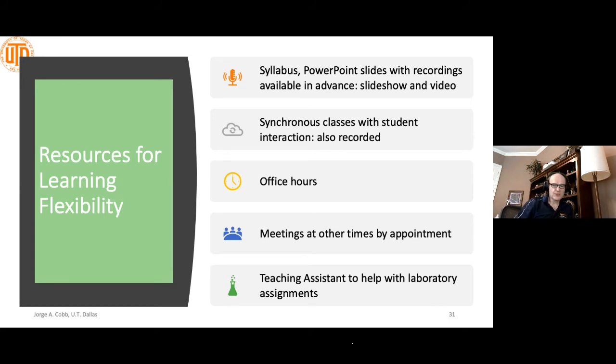So, resources for learning and flexibility. It's interesting how the pandemic has affected methods of instruction. And I'll always put in my mind, how will this continuously affect methods of instruction after it goes away? Because typically in your course, you would put your syllabus online, you would put your PowerPoint slides online, which is what I typically do, right? And I always considered, well, maybe I should record classes and make them available online.